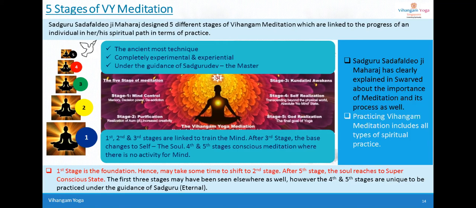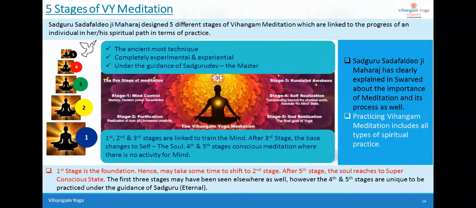In the second stage of Vihangam meditation, we control the mind from the inside, and then we move towards the purification of the mind. What is the meaning of purification of the mind? Before that, what is the meaning of controlling the mind from inside?